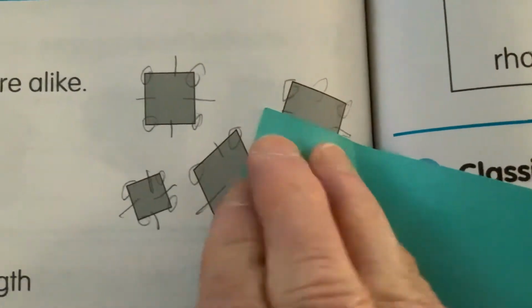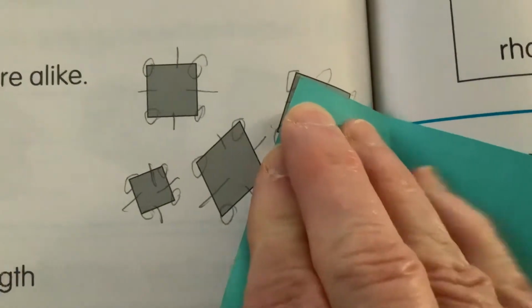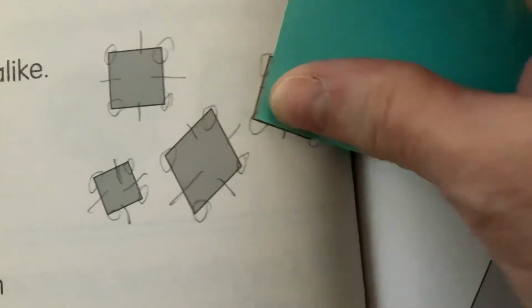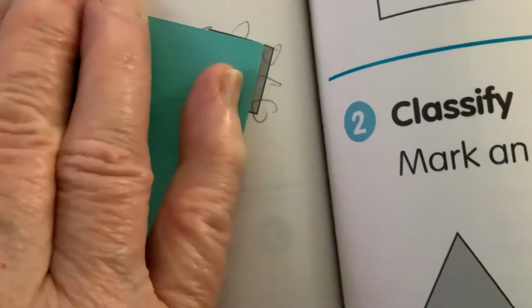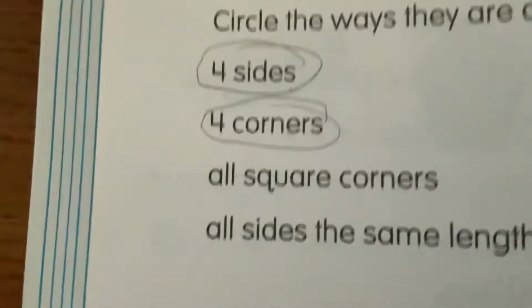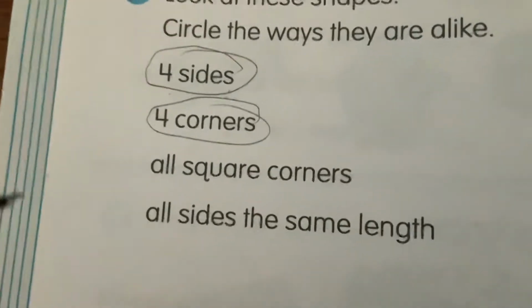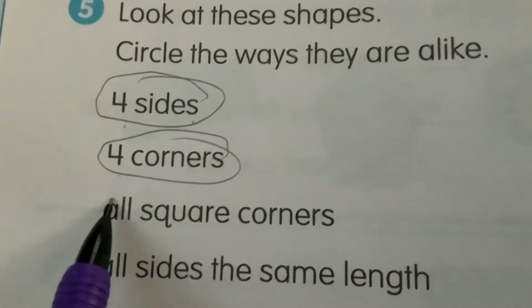What about this one? That's a square corner. That's a square corner. That's a square corner. And that is a square corner. So do they all have square corners? No, they don't. So we're not going to circle that one.